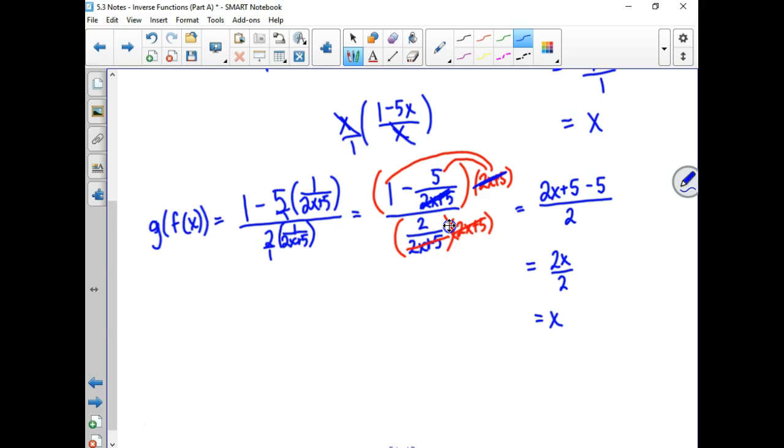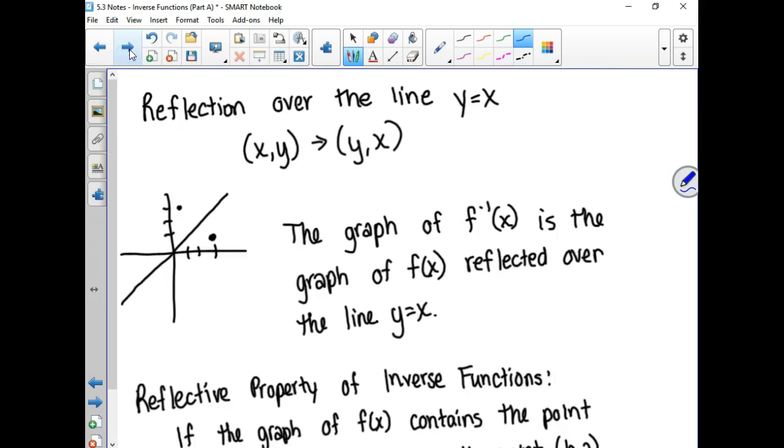Okay, so part of your homework will ask you to do this. It will ask you to prove that two functions are inverses. So to do that, you find f of g of x and g of f of x. Okay, so let's see, there's nothing else. Oh, wait, okay.